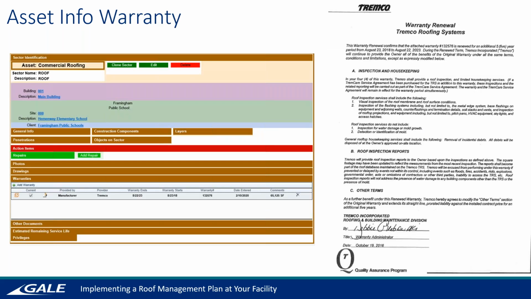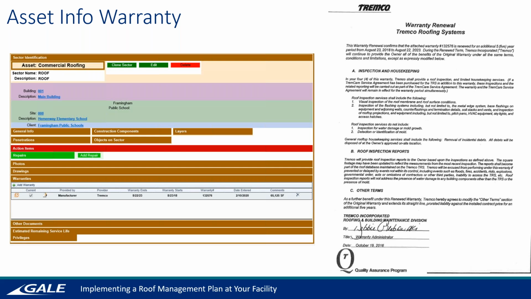So, warranty information. Alex went over that very well. Manufacturers typically require you to do annual inspections on your roofs to maintain your warranty, and that information can be put into your management plan as well. And it'll let you know, hey, this roof is going to be out of warranty in 2 years or in 3 years, whatever the case may be.